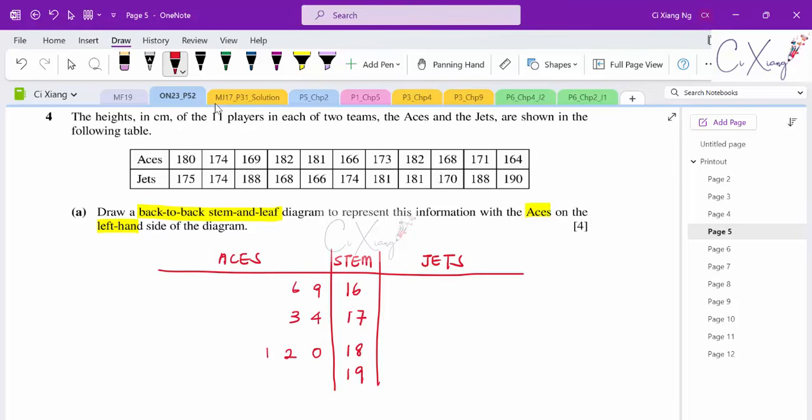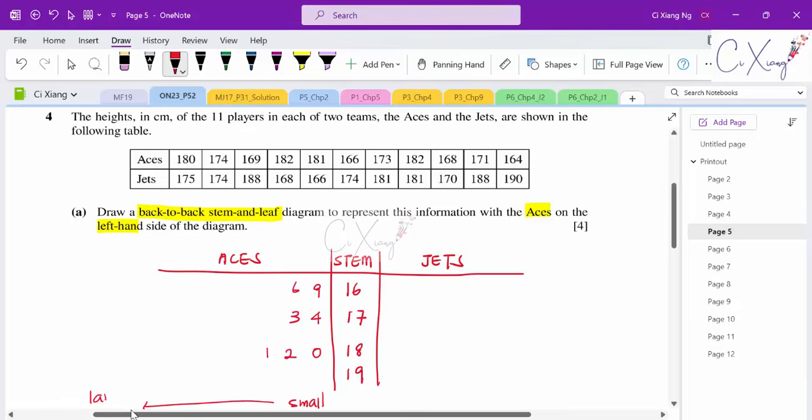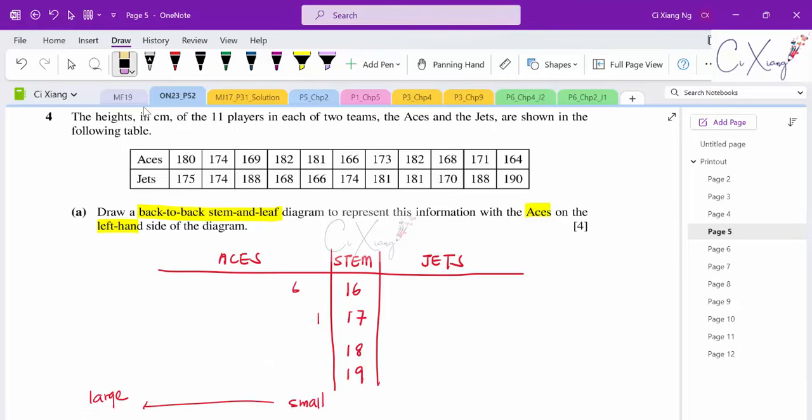And after that, please arrange the values from smallest to largest. So this is small and this is large. Okay, so if you arrange your values from small to large, finally your back-to-back stem plot will look something like this. So you're having 4, then 6, 8, and 9. Then for the second one will be 1, 3, 4, then 0, 1, 2, 2.